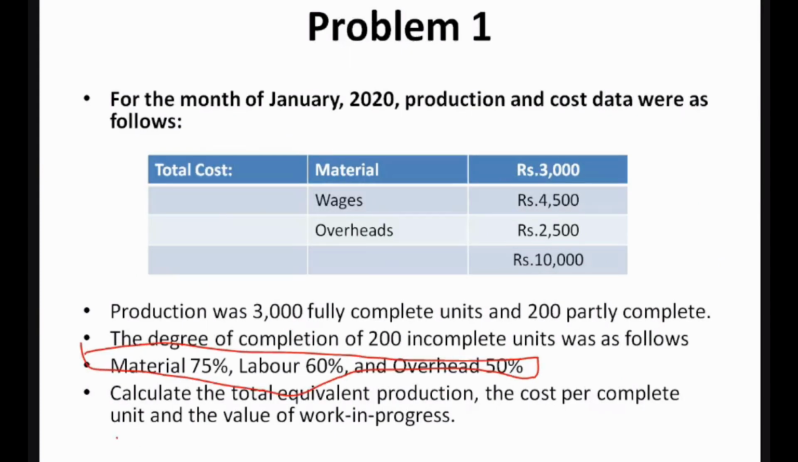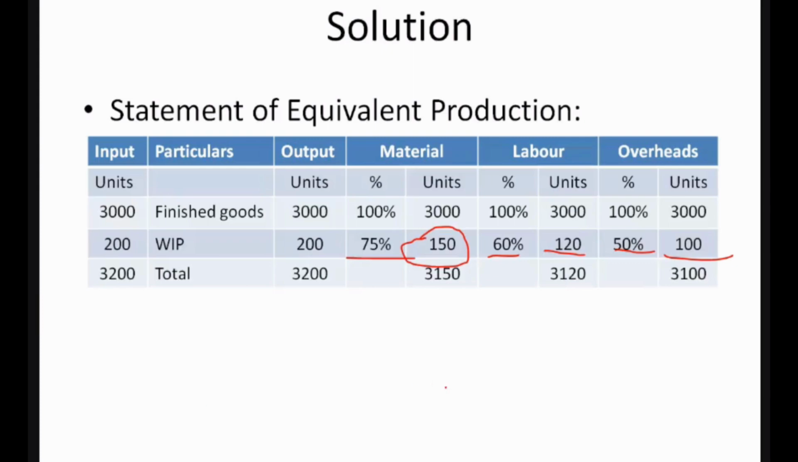Okay. Material, labor, and overheads. Okay. So 75%, 60%, and 50%. And the total is 3,200 output total. Material point of view, it is 3,150. Labor point of view, it is 3,120. And overhead point of view, it is 3,100. So these are the equivalent production. Equivalent production થઈ બધા. Okay.